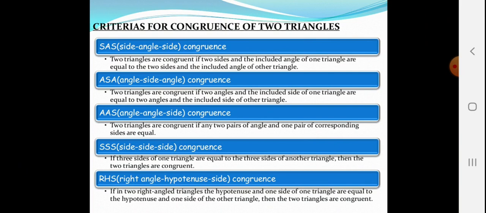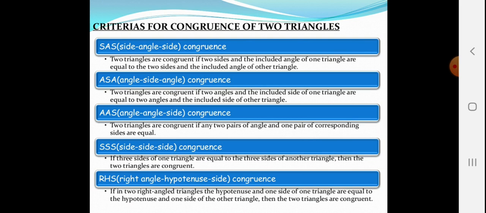Now, let's see the criteria for congruence of two triangles. The first is SAS, or I can say side angle side, SAS congruence. Two triangles are congruent if two sides and the included angle of one triangle are equal to two sides and the included angle of the other triangle. ASA, angle side angle congruence. Two triangles are congruent if two angles and the included side of one triangle are equal to two angles and the included side of the other triangle.